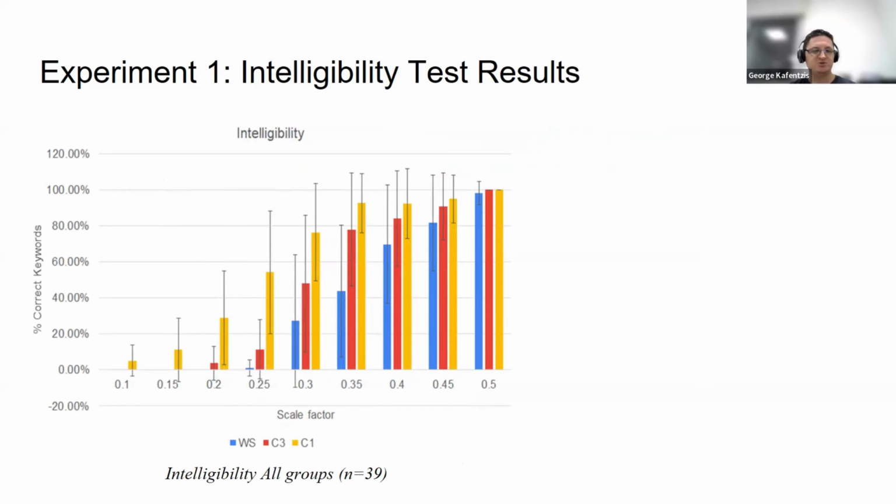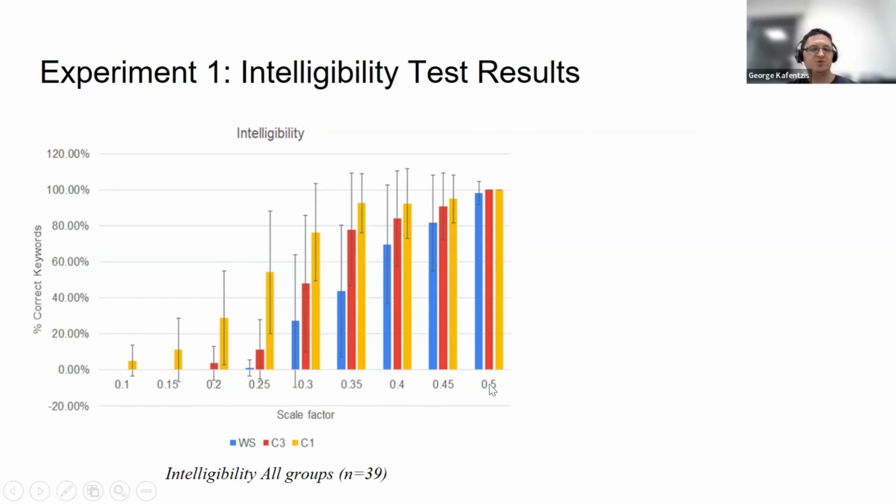So we conducted an intelligibility test, and you see here the percentage of correct keywords detected by the entire population that we called for the test. The horizontal axis is the scale factor. The vertical axis is the percentage of correct keywords detected. You see that when the scale factor is low, the C1 criterion dominates. The same applies for middle scale factors. C1 is better than the rest.